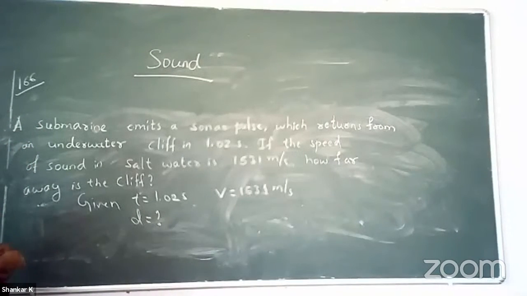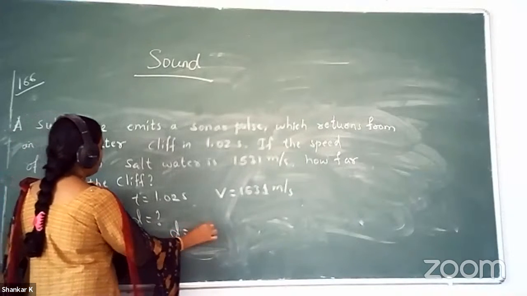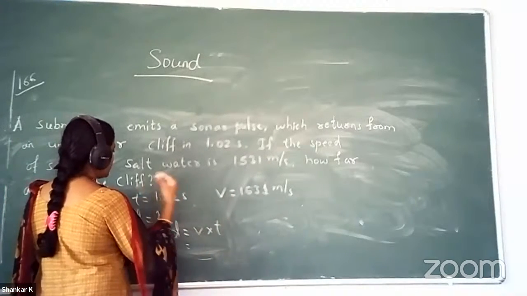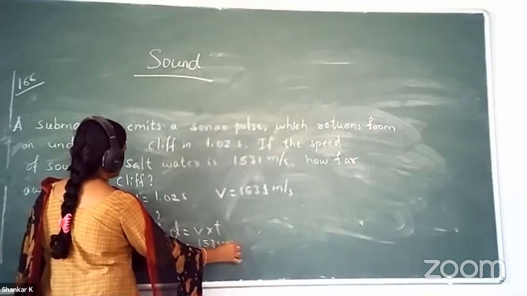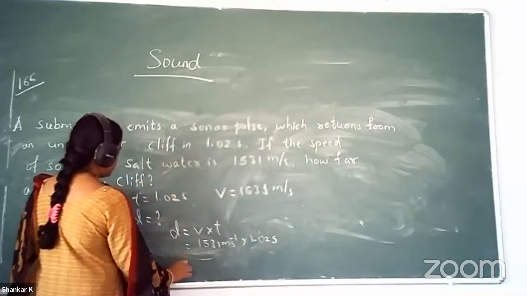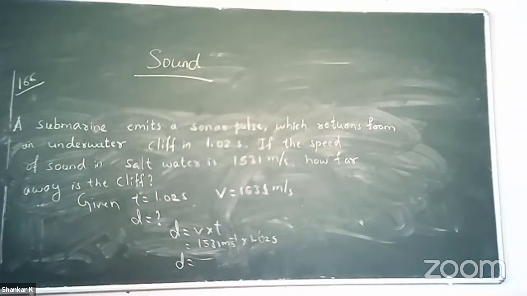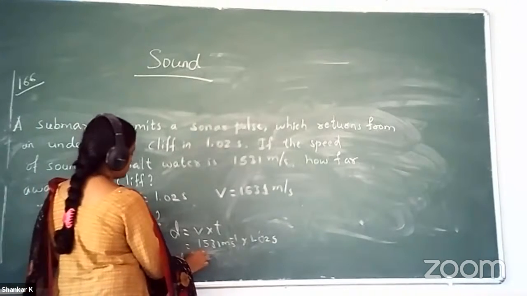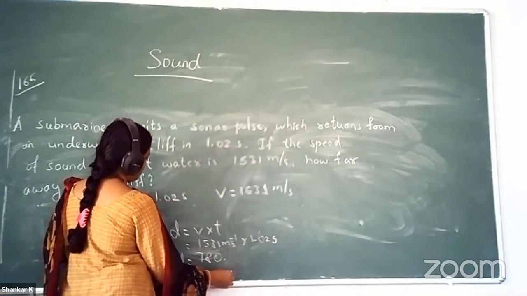So you know how we can find the distance: D is equal to V into T. V is 1531 meters per second into T, which is 1.02 seconds. So what is the answer? 1561.62 meters.